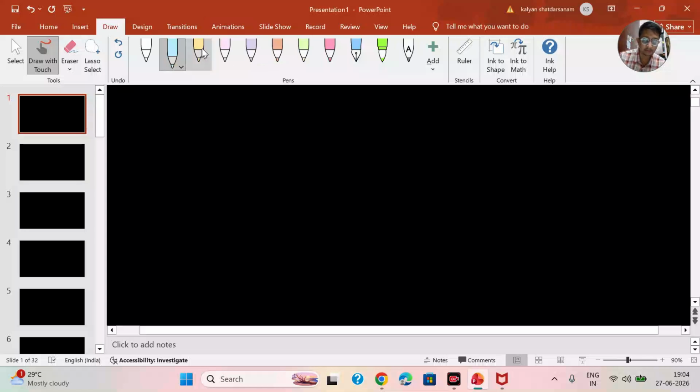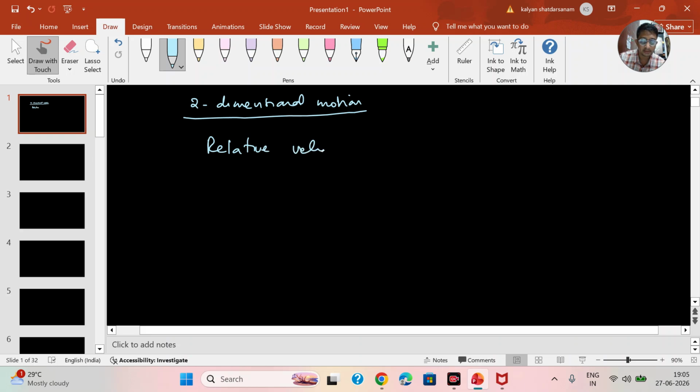Normally entering into 2D motion. I am entering into two-dimensional motion, and we'll continue with the relative velocity which we started last class in more depth. So topic is relative velocity.